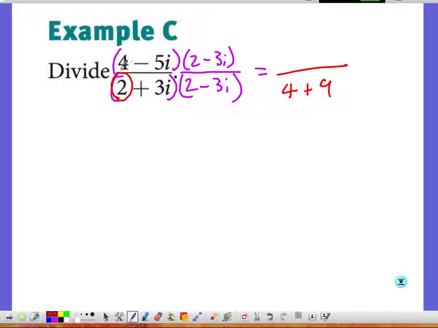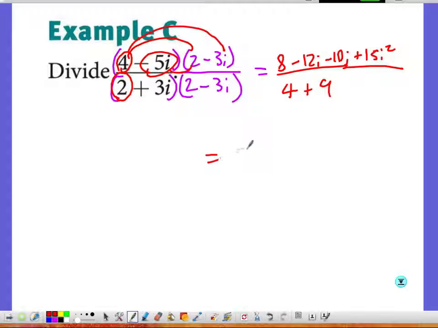Now all we have to do is distribute the top part. Can we use the shortcut? No, because they're not conjugates of each other, so we have to distribute the 4. 4 times 2 is 8. 4 times negative 3i, well, that's negative 12i. Negative 5i times 2, that's negative 10i. And then negative 5i times negative 3i, that's going to be positive 15i squared.